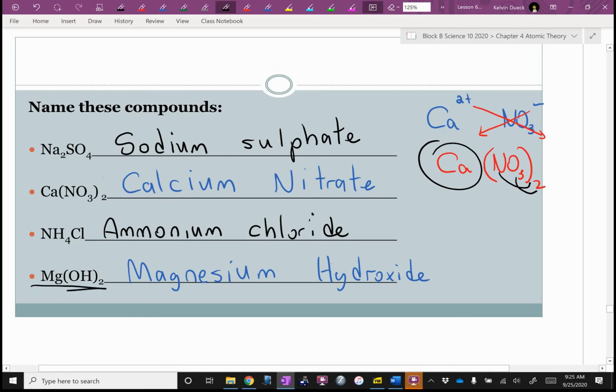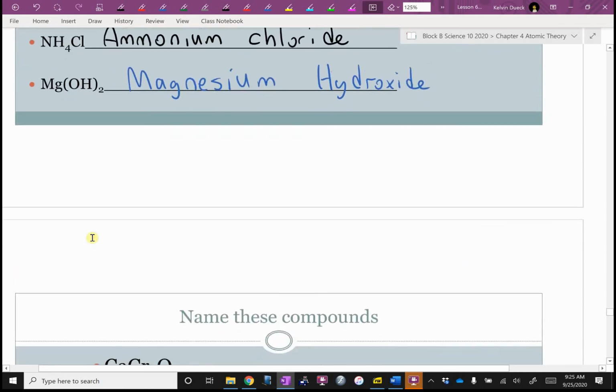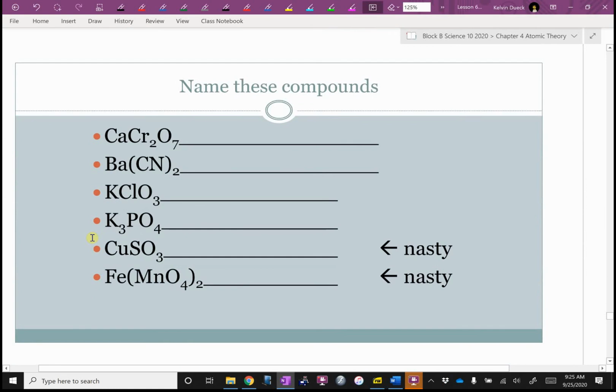In this one, how many magnesiums? 1. How many oxygens? Not 1, but 2. How many hydrogens? Not one, but two. I know, we're going to practice it. Okay? Can you help Ava figure out where we are? Quietly. Thank you.